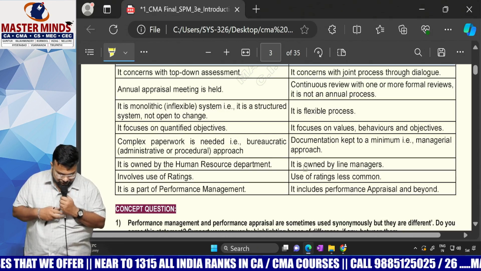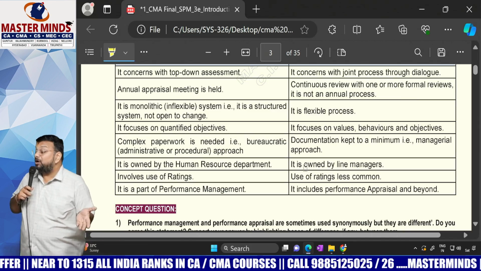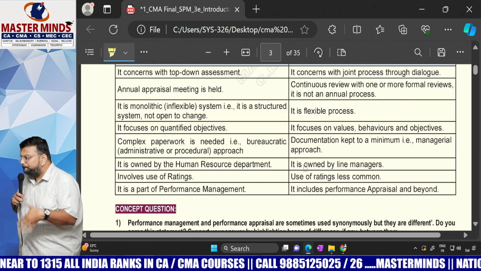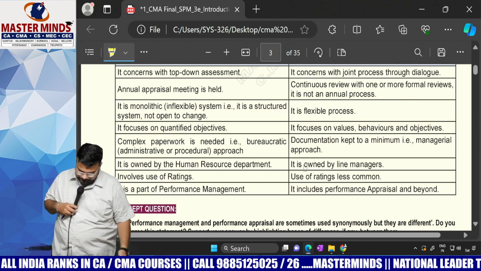Am I clear? Next, performance management is owned by line managers. Owned means done by whom? Managers. Done by managers.